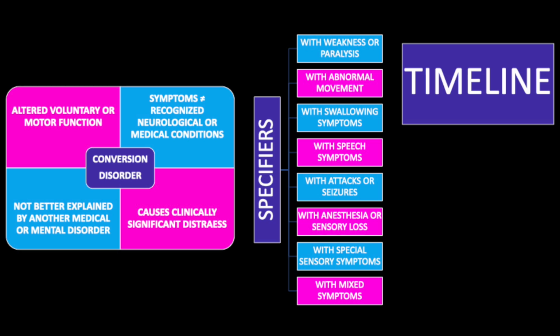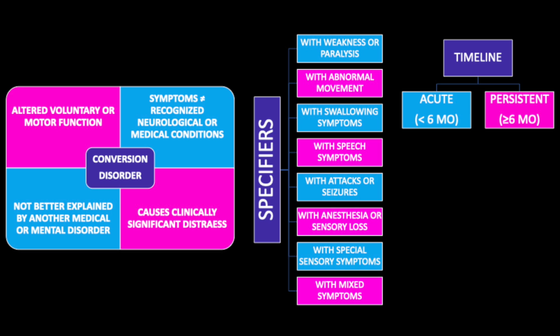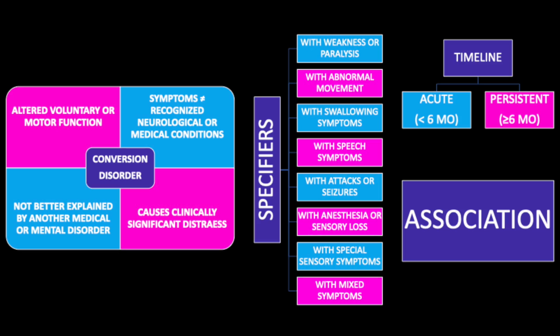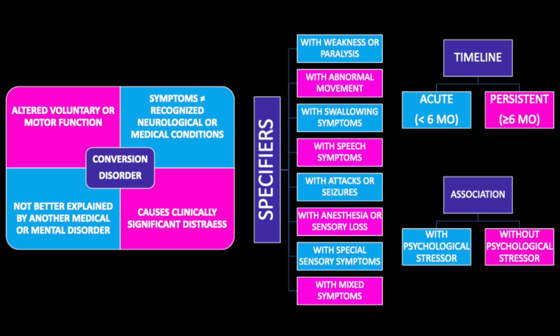After I specify the symptom type, the next thing to consider is the timeline of the disorder. And the episodes can either be acute, meaning that symptoms have been present for less than 6 months, or they can be persistent, meaning that the symptoms have been present for 6 months or longer. And then lastly, I specify whether or not the episode has been associated with a specific psychological stressor or trauma, and these can be either psychological or physical in nature.